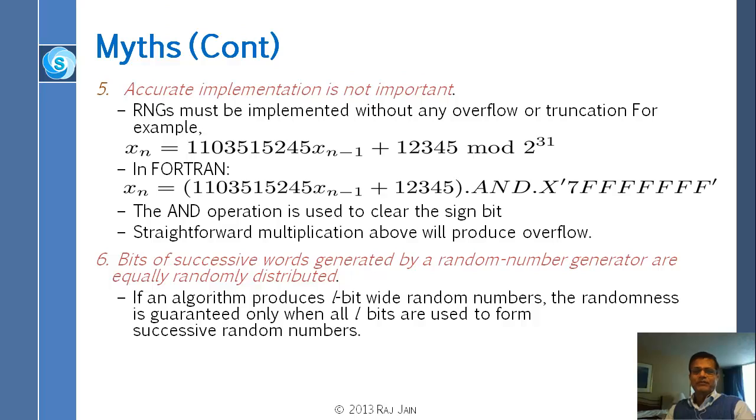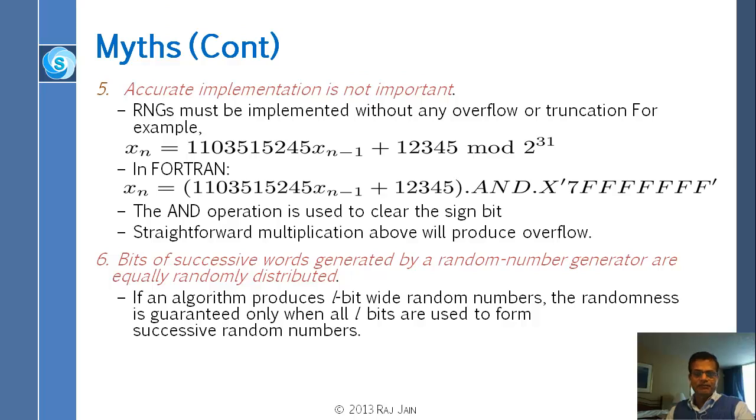So, for example, this generator, which is shown here in Fortran, is implemented as follows. Because if you multiply before clearing the sign bit, you may get overflow. So people have done the implementations. Generally, you have to get the best. If you need to put it in your code, then get the implementation from somewhere where people have tested it out.